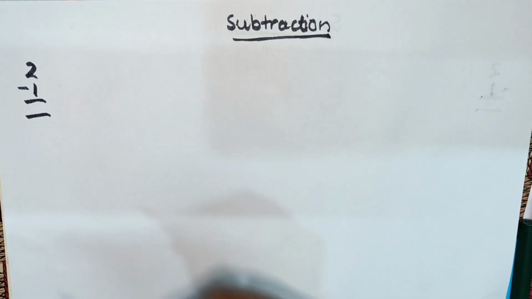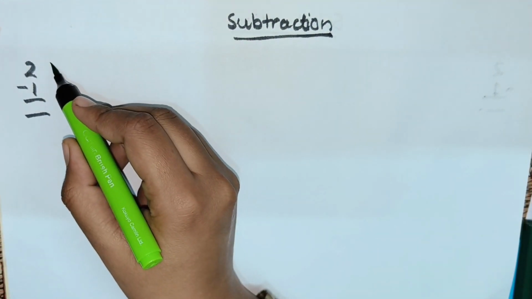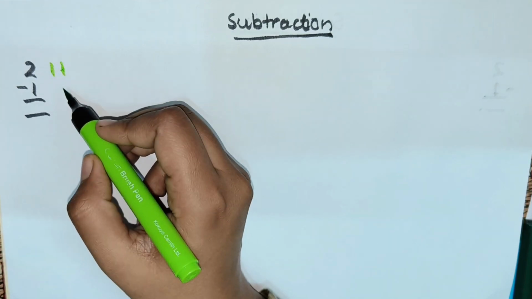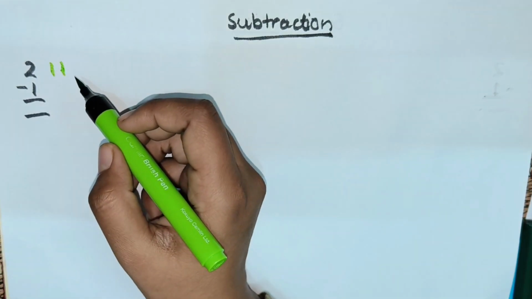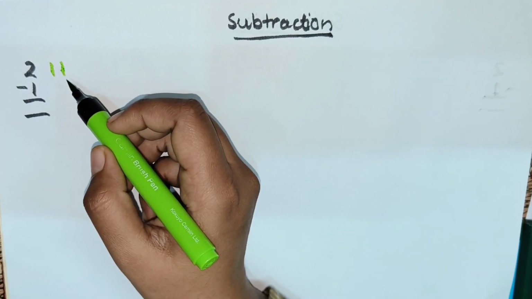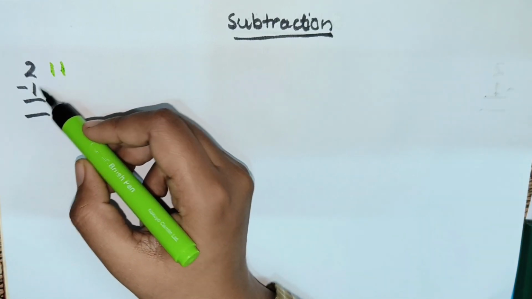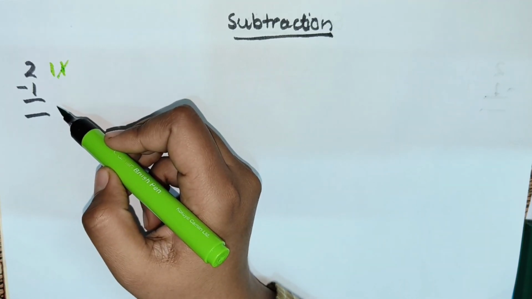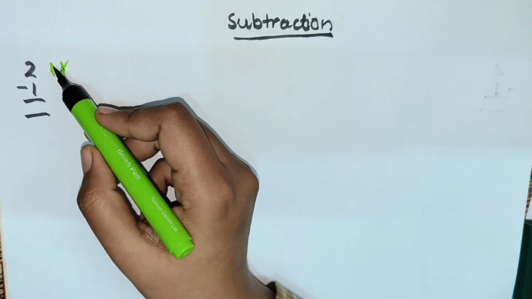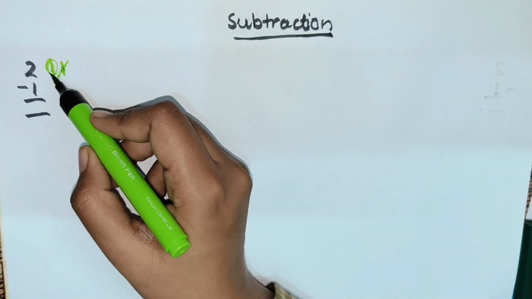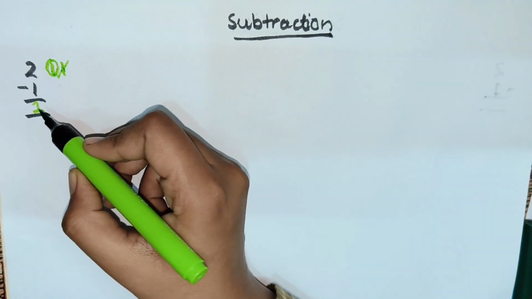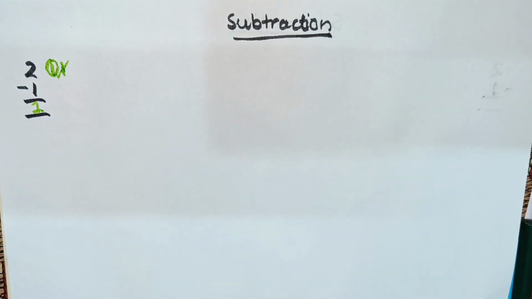So you have to make two lines in front of the upper one. Here you can see it is written 2, so you just have two lines. Now here it is written 1, so you have to cut one line. Now how many lines are remaining? Only 1. So this is our answer. 1 is our answer. Next question.